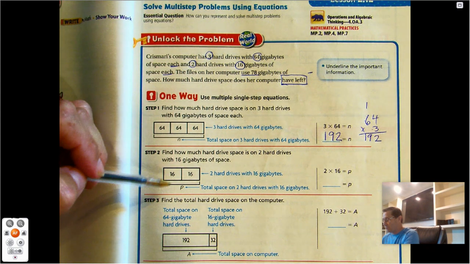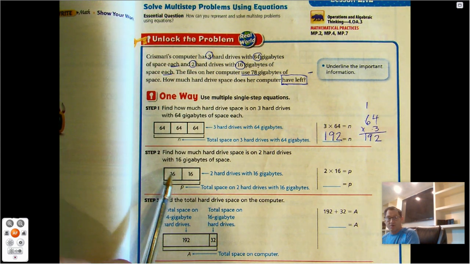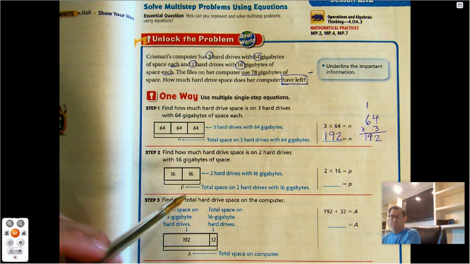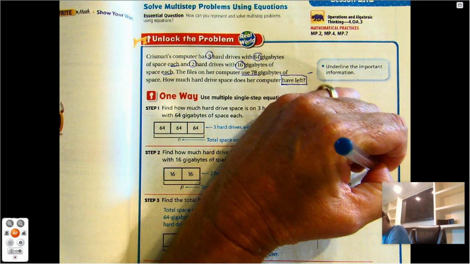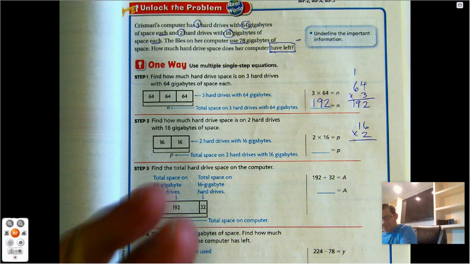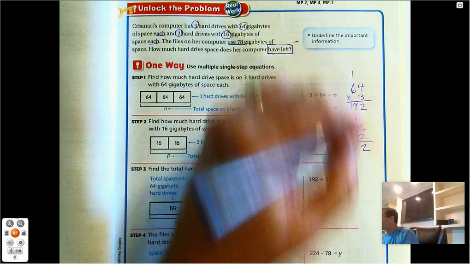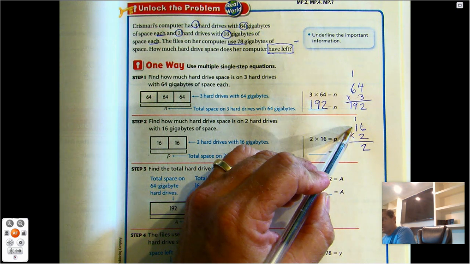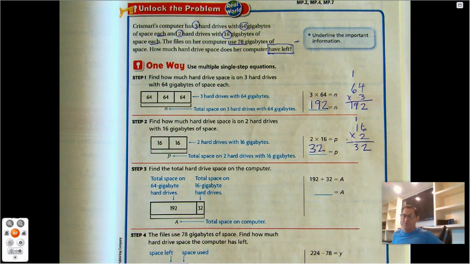Step 2 would be finding out how much space is on the 2 hard drives with 16 gigabytes. So again, we have a bar model, and we have 16 gigabytes in each box. And if you add those together, it will equal P. It could be any number, any letter. So 2 times 16 equals P, or the total space. And so technically I can do 16 plus 16 in my head, but let's go ahead and go through the steps. 2 times 6 ones is 12 ones. We would regroup that as 1 ten and 2 ones. 2 times 1 ten is 2, plus 1 regrouped ten is 3. So the 2 hard drives have 32 gigabytes of space.